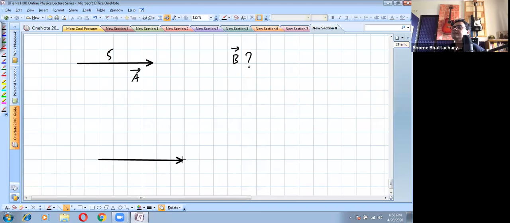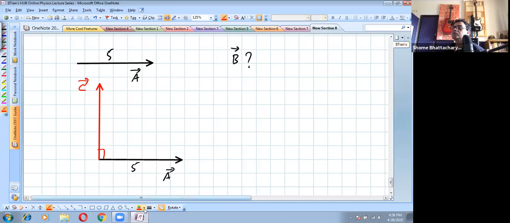So if this is my vector A, which is of magnitude 5, then the vector C must be perpendicular to this. So the vector C must be something like this. I don't know how much its magnitude is, but I know that the vector C is at 90 degrees to A. It is either 90 degrees and above like this, or it could be 90 degrees and below. So let me assume like this.